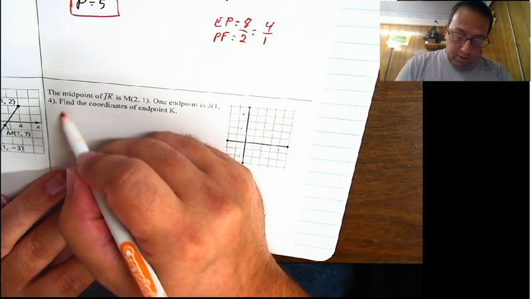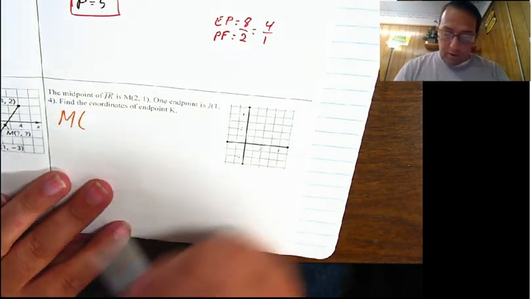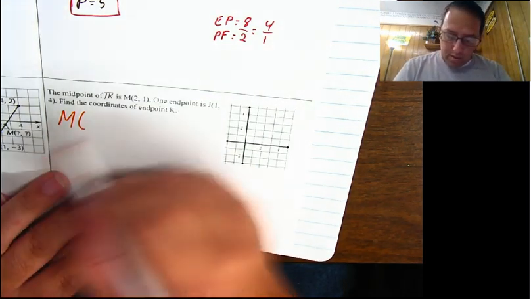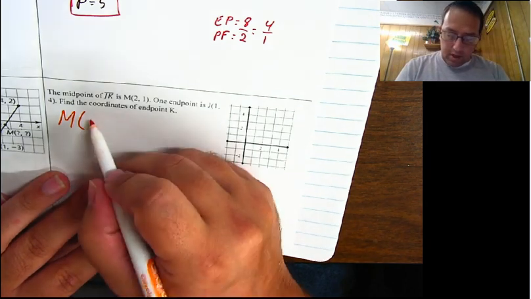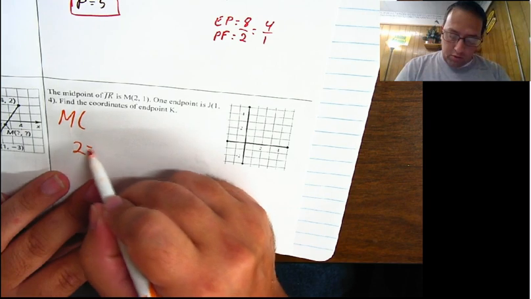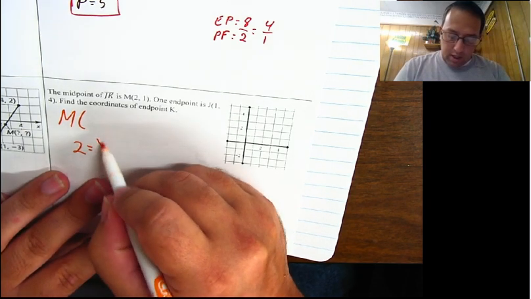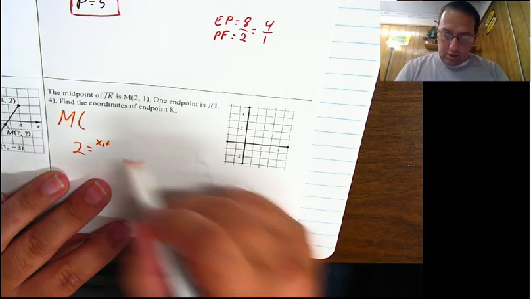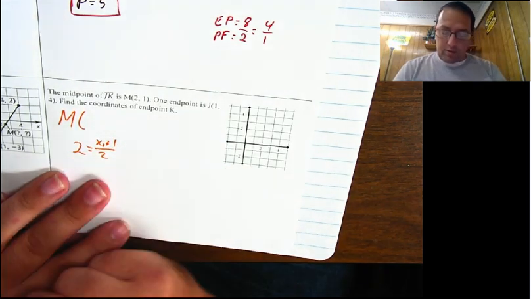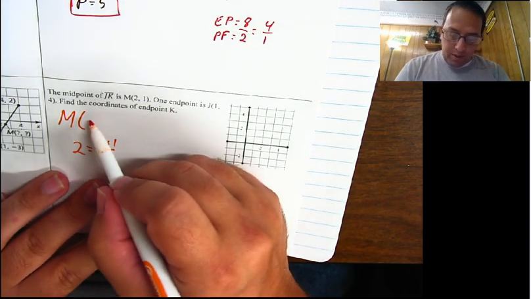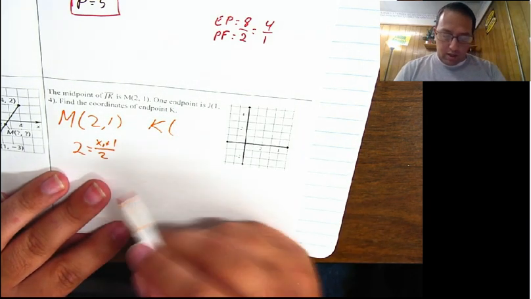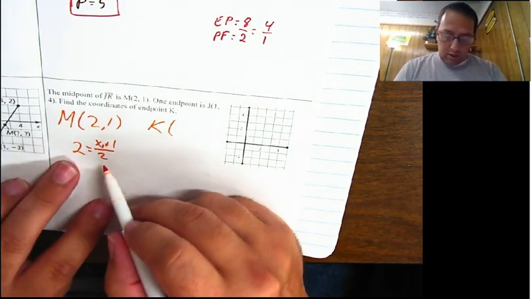Let's see here. So our midpoint formula, okay, this is going to be a little tricky. We're going to start by just taking the x's. So we have 2 equals (x1 plus x2, which we'll call x2, plus 1) divided by 2, because our midpoint is at (2, 1). We are looking for K, so we have to figure out what K is.